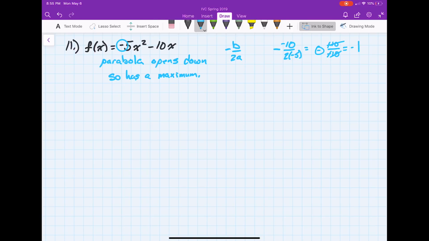So we will substitute negative 1 in for x in this equation. So, of course, we have negative 5 times negative 1 squared minus 10 times negative 1. So we reduce this down. Negative 1 squared is 1, so we're left with negative 5 here. And 10 times negative 1 is negative 10, so this is going to cancel and make it a plus. So plus 10. So this whole thing is going to equal 5. So our maxima is equal to 5. And that's number 11 done.